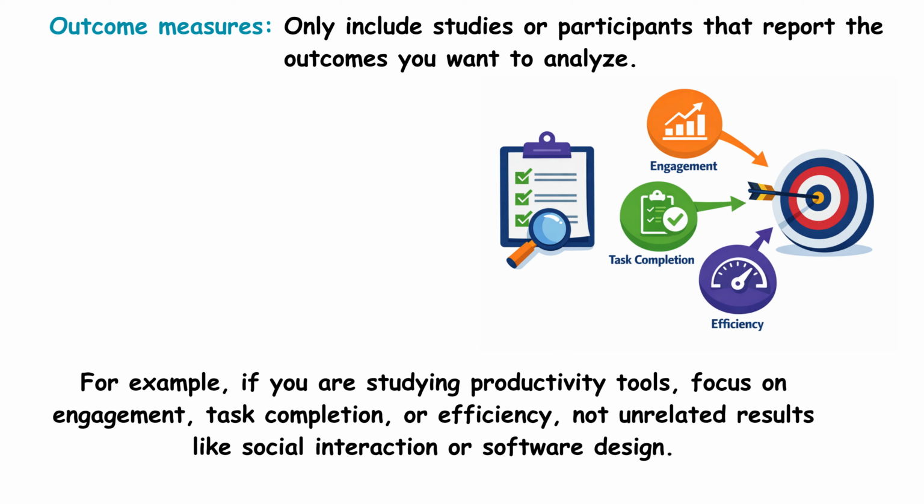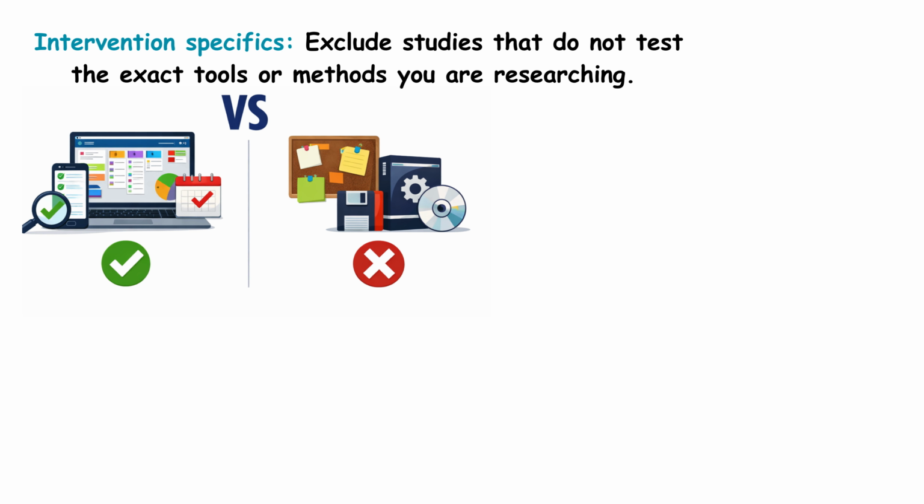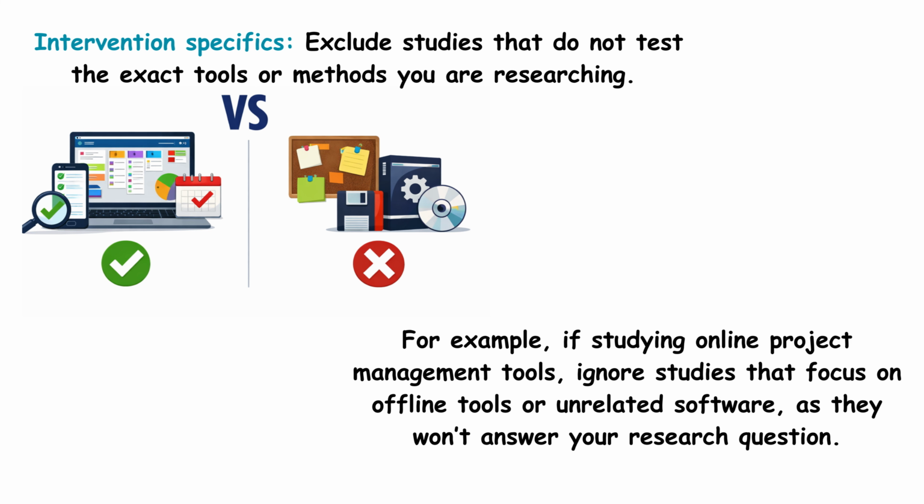For example, if you are studying productivity tools, focus on engagement, task completion, or efficiency, not unrelated results like social interaction or software design. Intervention specifics: exclude studies that do not test the exact tools or methods you are researching. For example, if studying online project management tools, ignore studies that focus on offline tools or unrelated software, as they won't answer your research question.